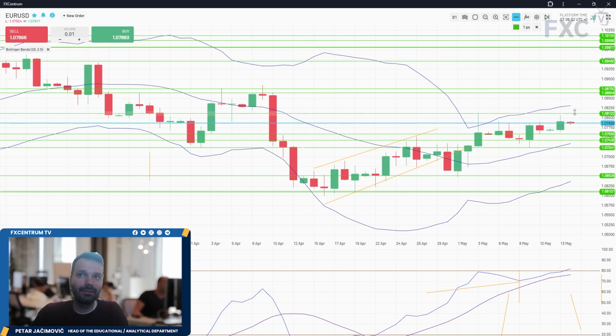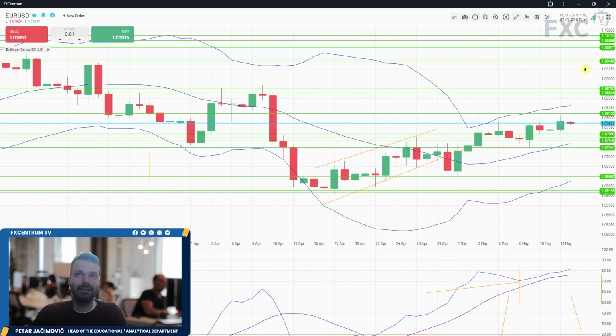The upside breakout of the resistance can be a good sign for a retest of the 1.0870 mark. From the other side, the downside breakout of the support can be a good sign for a drop towards 1.0650, 1.0600 mark.